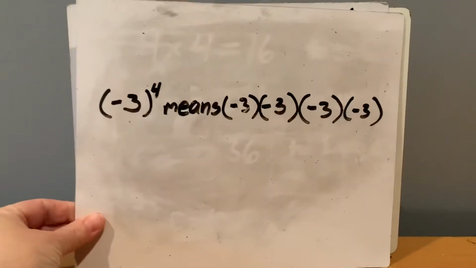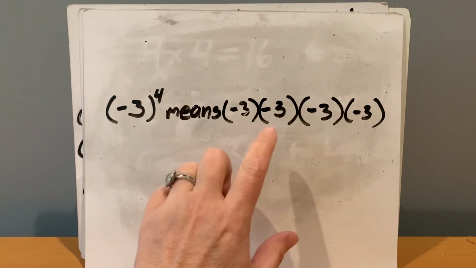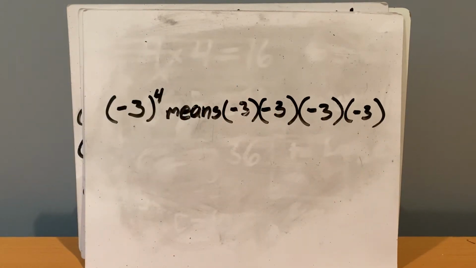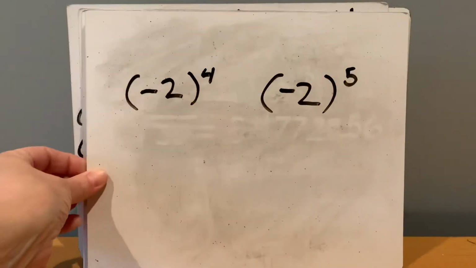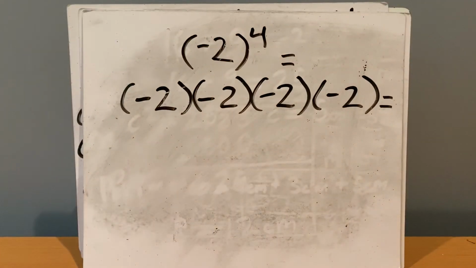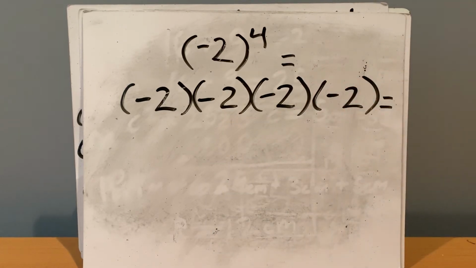Now, when we see -3 to the 4th, we know that means -3 times -3 times -3 times -3. Keeping that in mind, let's simplify -2 to the 4th and -2 to the 5th. Now, looking at -2 to the 4th, we know that means -2 times -2 times -2 times -2. Now, that is an even number of negative factors. So we know the answer is going to be a positive.